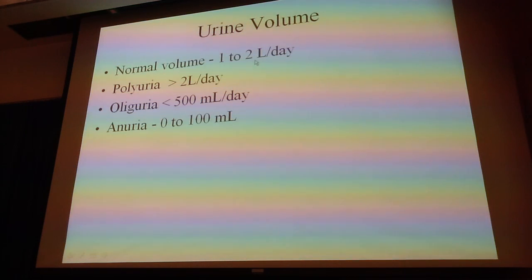Normally output is about 1 to 2 liters a day. More than that is polyuria. Less than 500 is oliguria. Remember, what does oliguria mean? Sparse urine production. And then anuria? No urine, absence of urine.